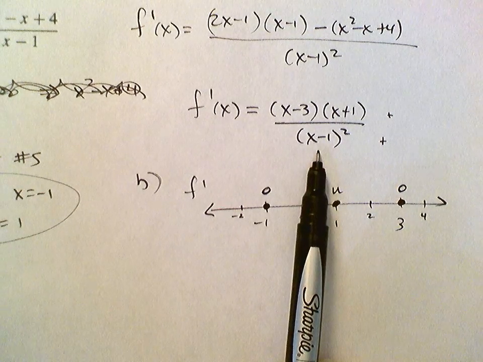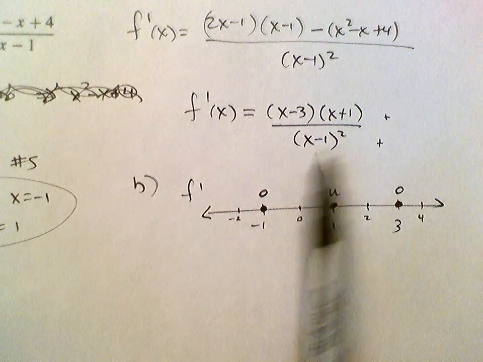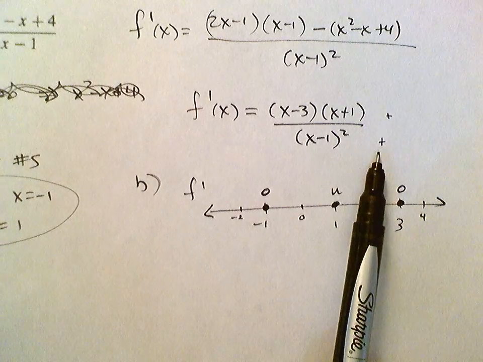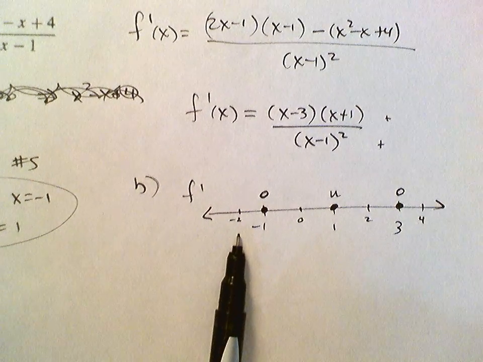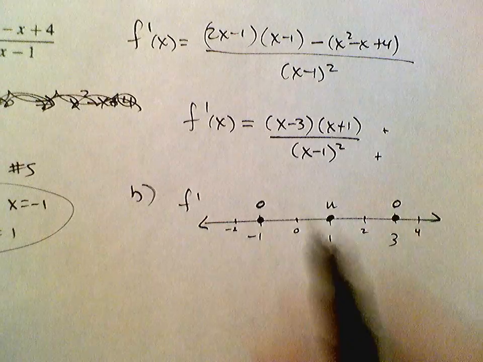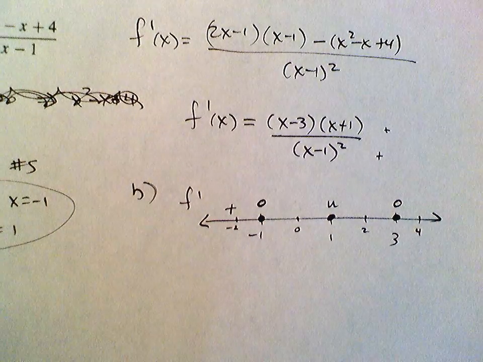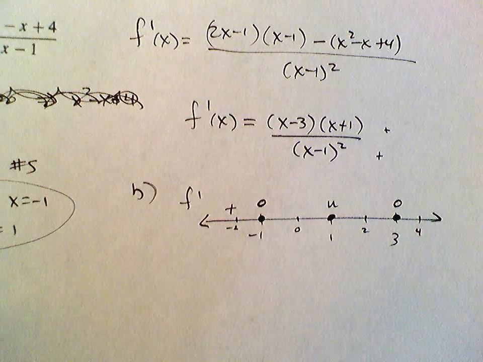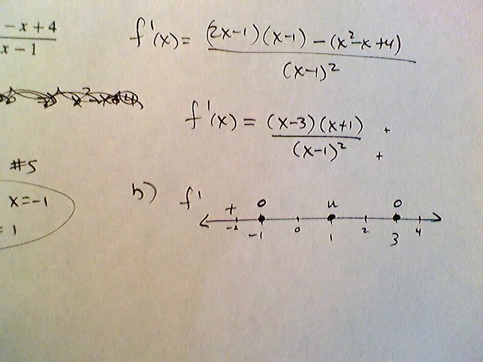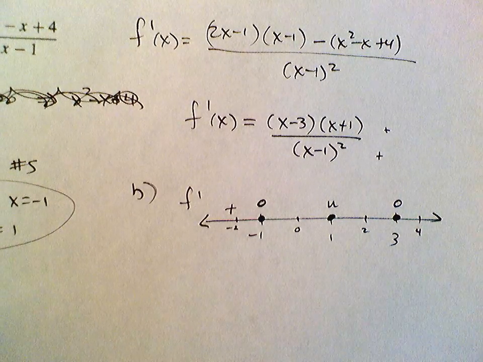No matter what, whether a positive or negative number ends up in the parentheses, we're squaring it. So the denominator will always be positive. So this first interval, we get a positive over a positive. So that's where f prime is positive, which would mean on that same interval, f is increasing.